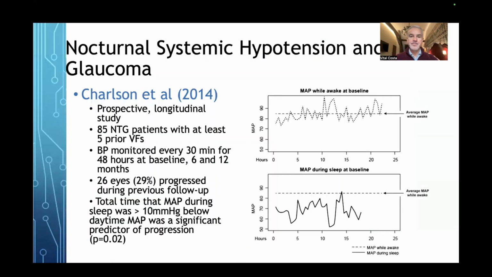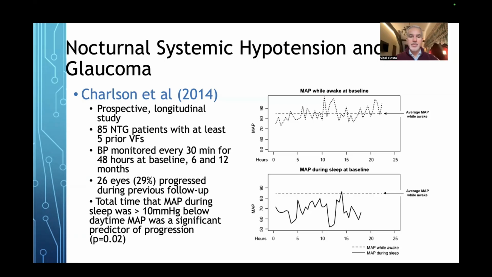In another interesting study by Charleston and colleagues, a prospective longitudinal study of 85 normal tension glaucoma patients with at least 5 visual fields, they had the blood pressure monitored every 30 minutes for 48 hours at baseline, 6 and 12 months, and 26 eyes progressed during previous follow-up.